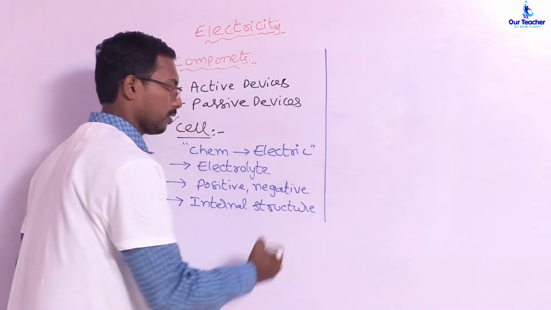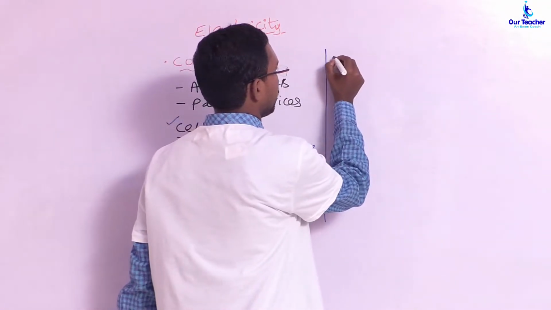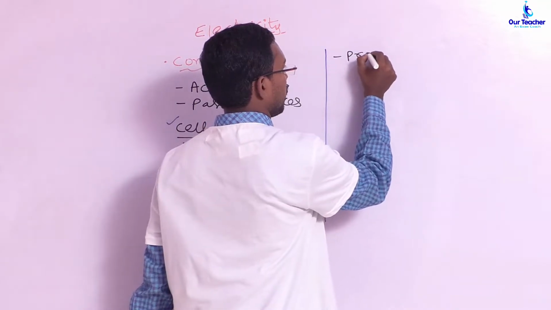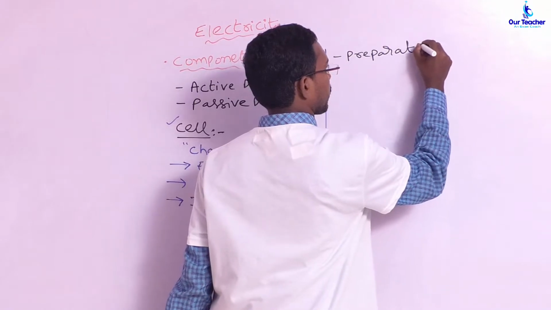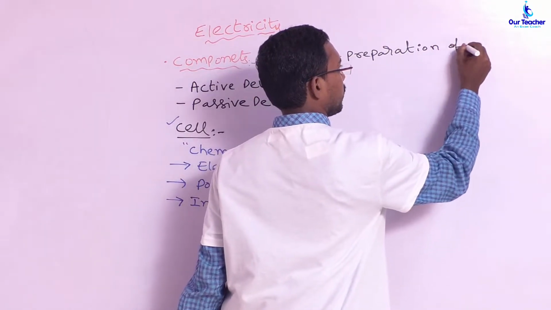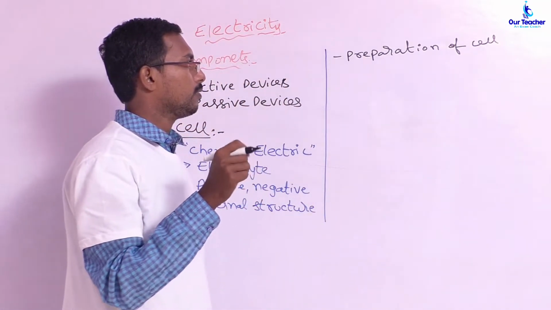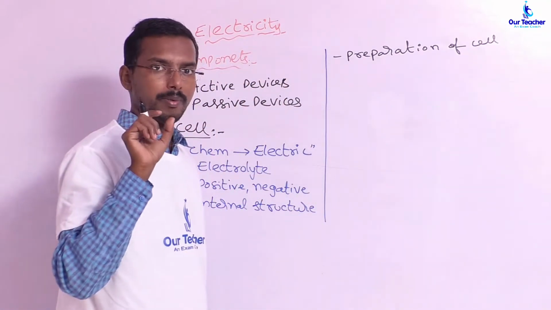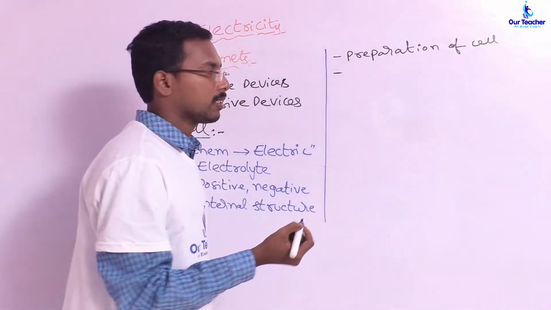Later we will deal with how to prepare your own cell. Preparation of own cell using lemon and small wire components with the help of a bulb. Okay, you can prepare it. Later we will deal with types of cells.